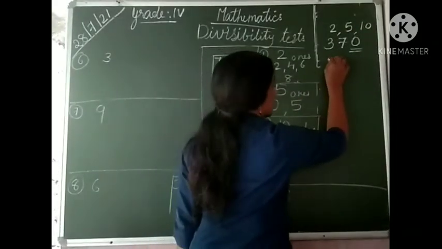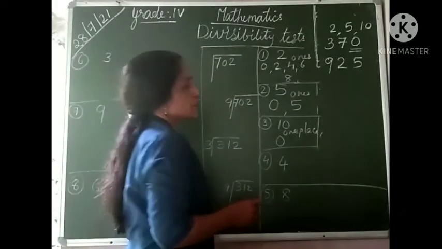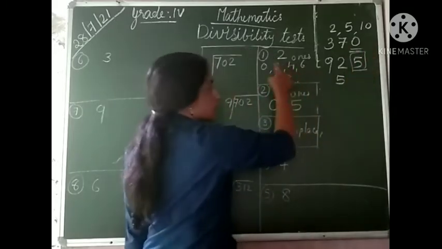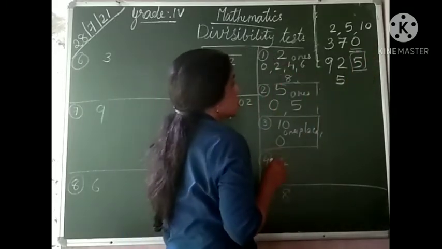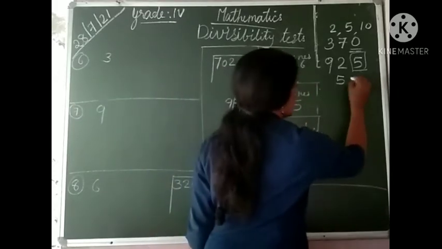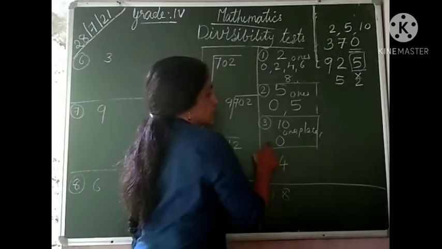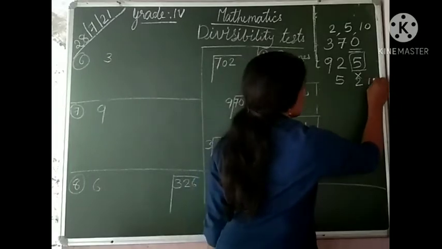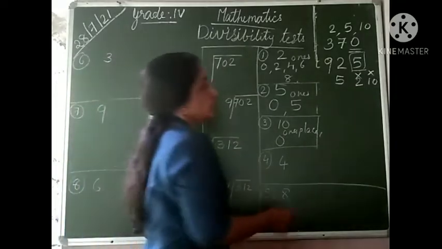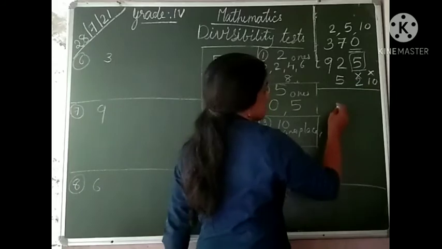Then 925. This number is divisible by 5, because the ones place number is 5. Is this number divisible by 2? No. What is the condition? Yes, the ones place number must be 0, 2, 4, 6 or 8. Therefore, this number is not divisible by 2. What about 10? The ones place must be 0, so this is also not divisible by 10. Understood? 925 is divisible by only 5.